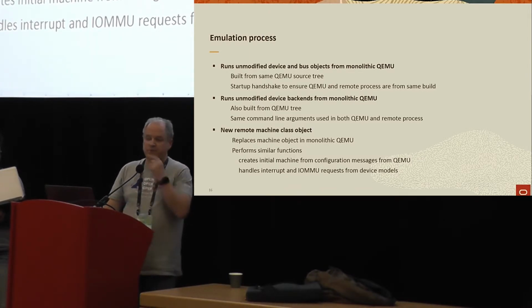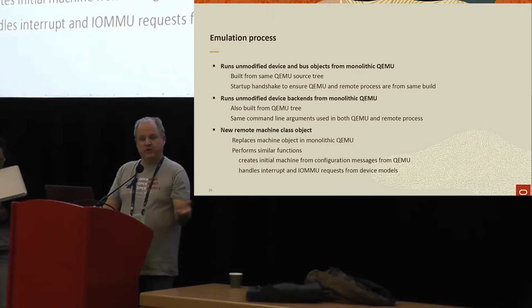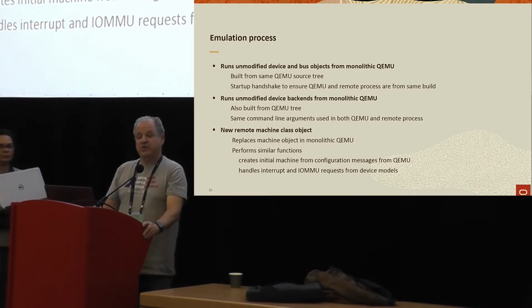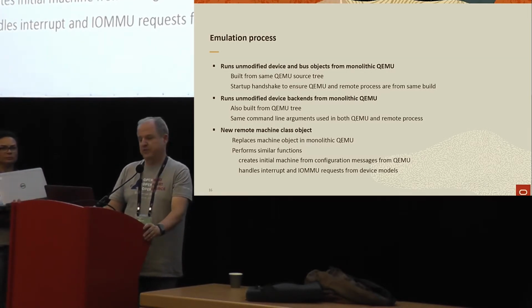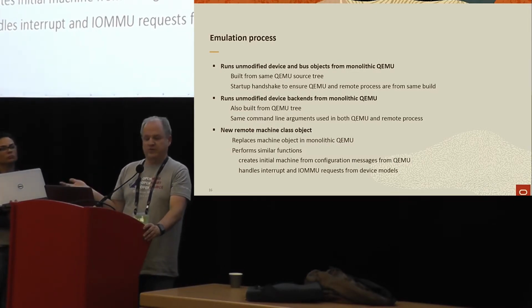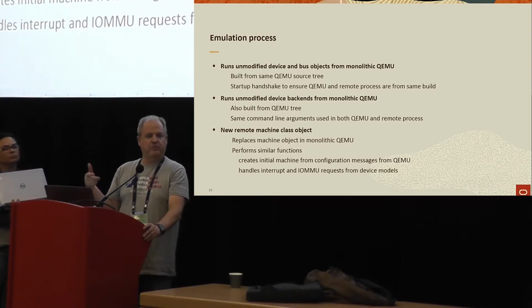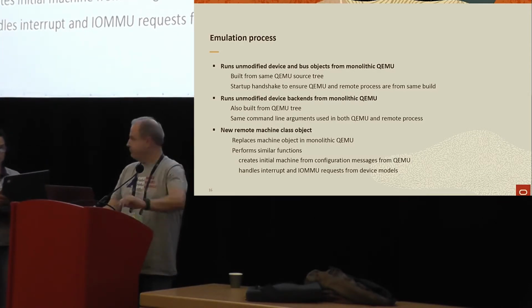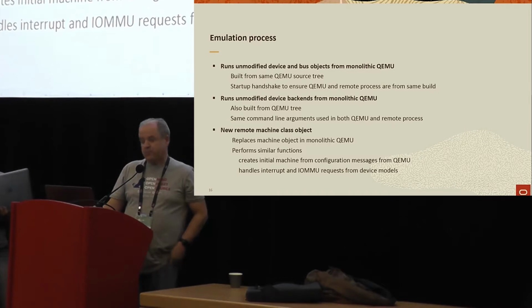Same thing goes for the backends. They're built from the QEMU tree. They use the same command line arguments to be instantiated as you do in both QEMU and in a remote process. The thing we did new is a new machine class object. It replaces the CPU-specific and platform-specific one that's in QEMU, but it performs a similar set of functions. It creates the initial machine, but instead of doing it from command lines, it does it from JSON descriptions that are sent from QEMU to the remote process. I need to run a little faster.